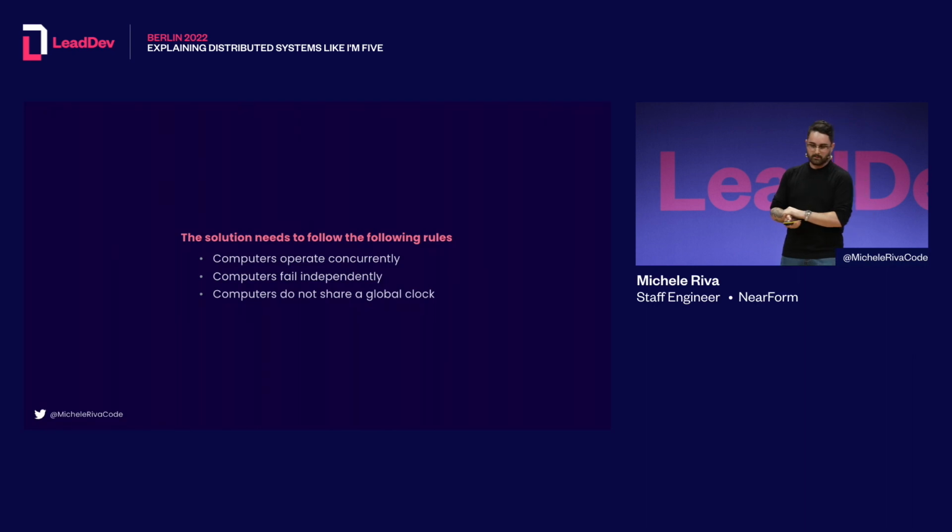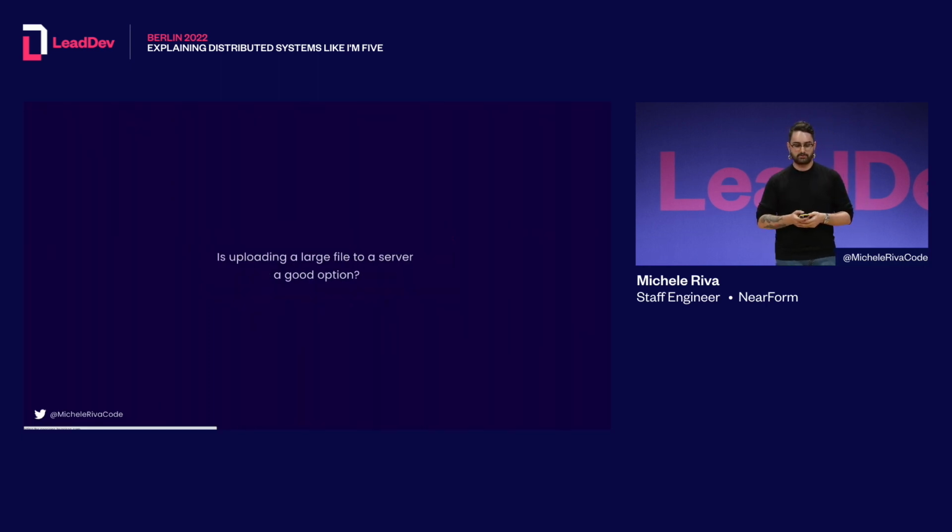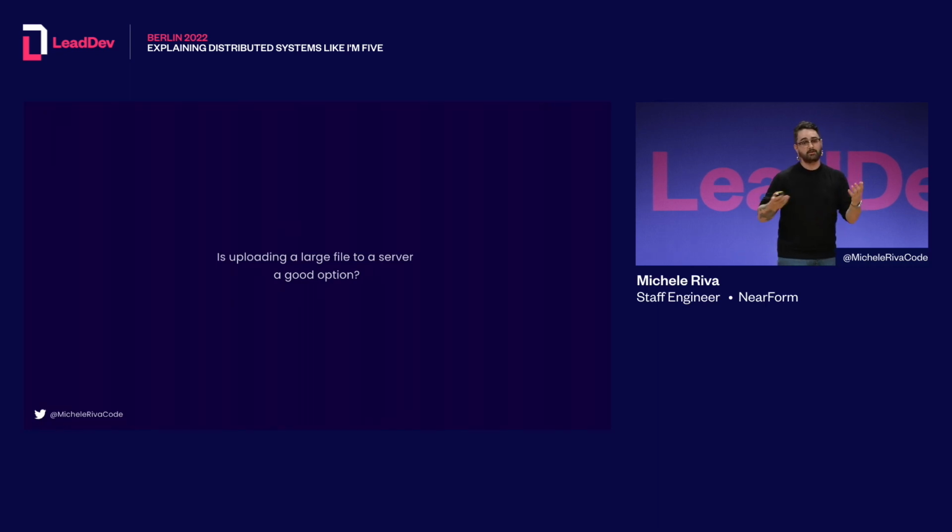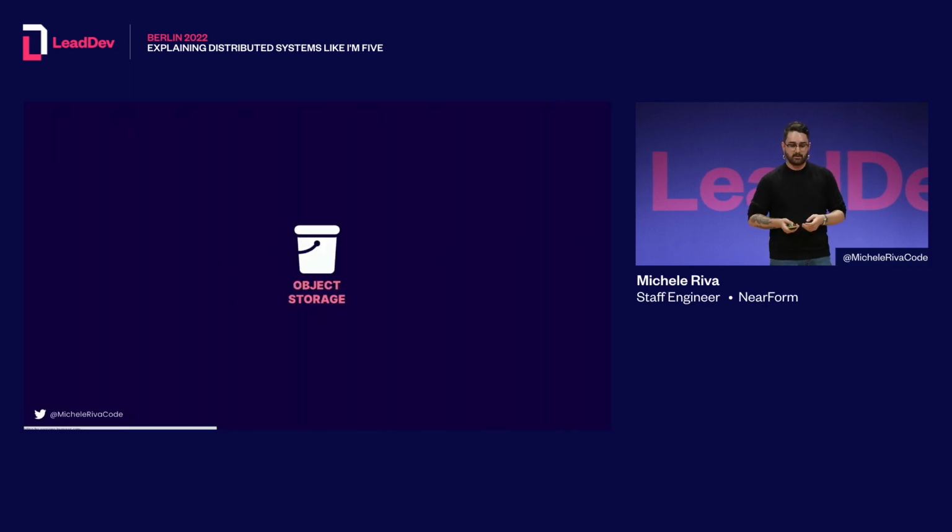So, the solution we required from our students was basically a solution that could respect all 3 of those rules altogether. So first question: is uploading a large file to a server a good option? I don't think so, at least not in a distributed system, and not if we have such large files. In fact, there are multiple ways to upload files. For example, using object storage. I don't know, AWS S3, Google Cloud Storage, Azure Blob Storage, whatever. It's not really important. It's the concept in that case.